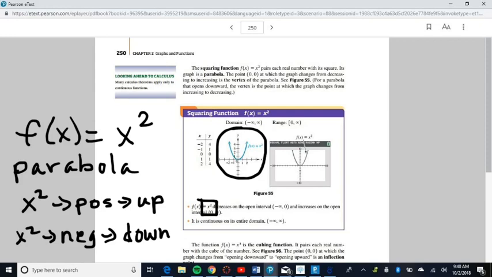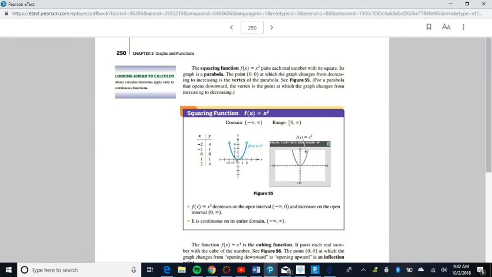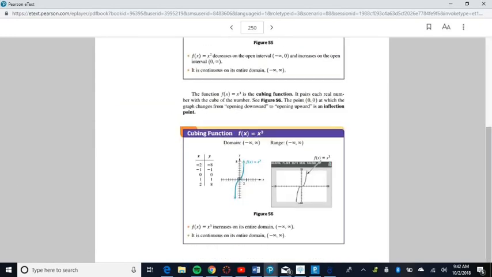Okay? Now, let's look at our next function that they give us. The next function that they give us is something called the cubing function, and so that happens when f of x equals x cubed.